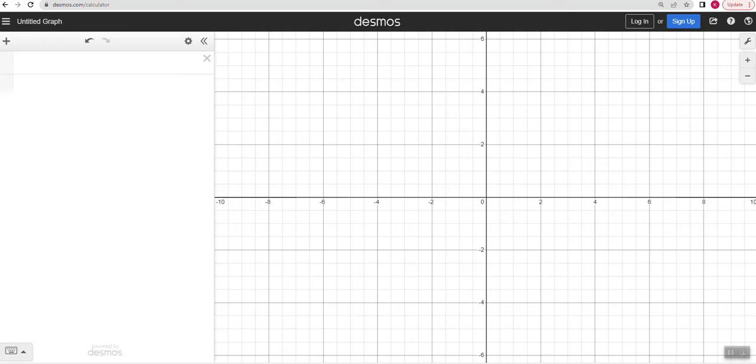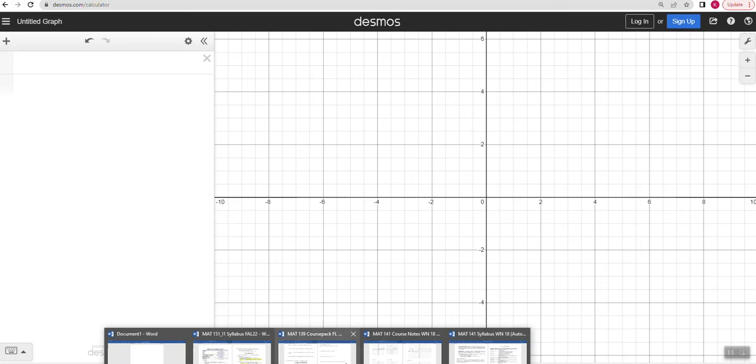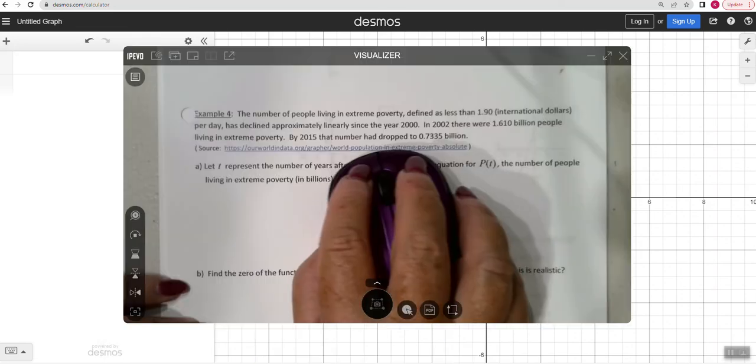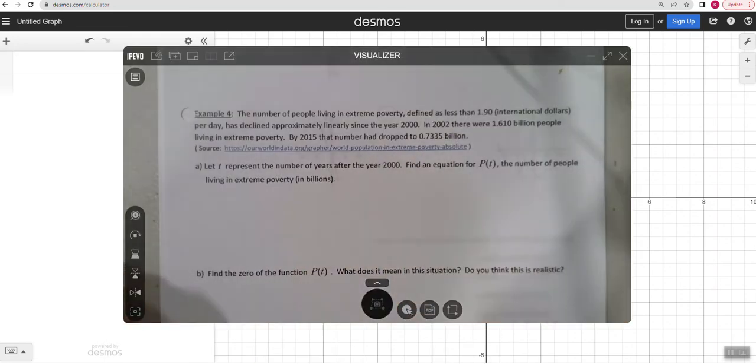For our last example in section 2.3, I'd like to take a look at an example, and I'd like to do it entirely by hand, and I'd also like to remind you of what it looks like if we did some of the work using Desmos. So let's see here. We were down to our very last example, example 4 here.